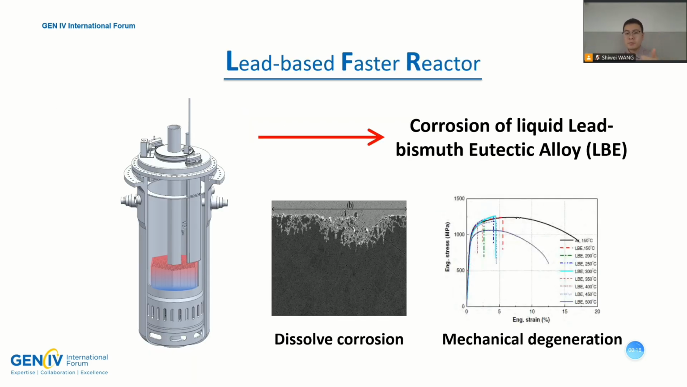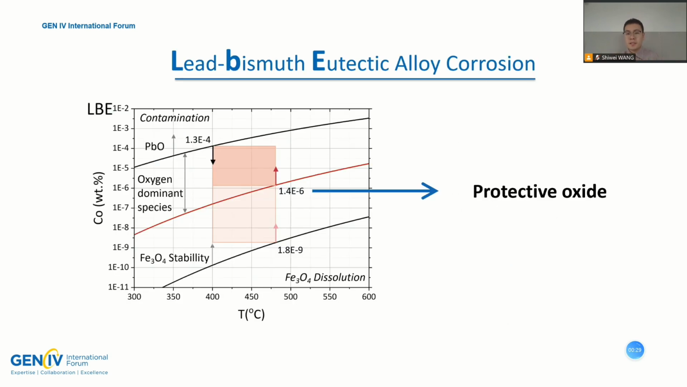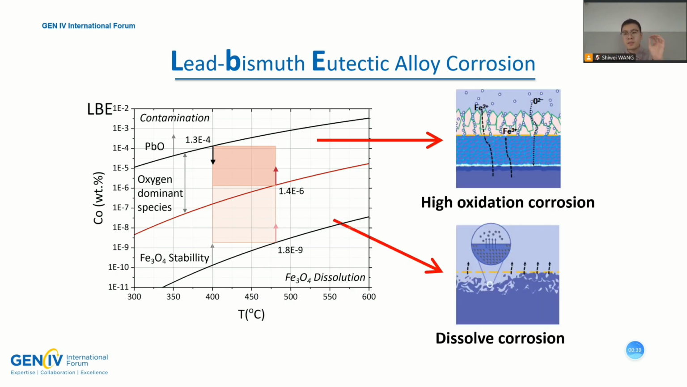As we know, in lead-based fast reactors, the corrosion of LBE is a big issue, for the cladding could dissolve in LBE, and mechanical degeneration will be caused by the LBE corrosion. After years of research, scientists found that by introducing oxygen into the LBE, it can form a protective oxide on the cladding surface. But in experiments, we found that at low oxygen concentration, the dissolution corrosion is still there.